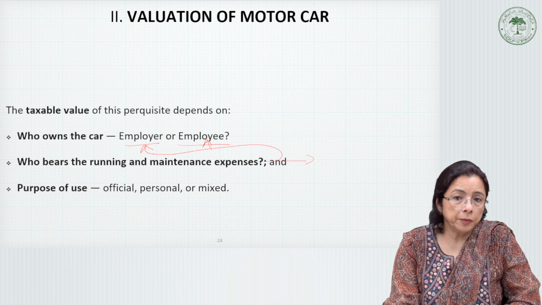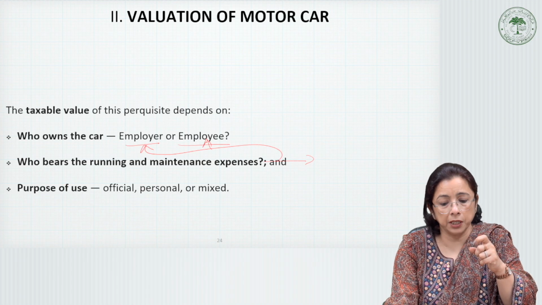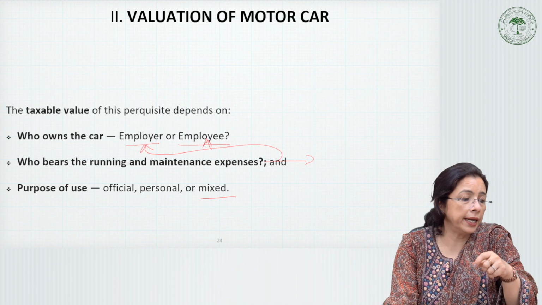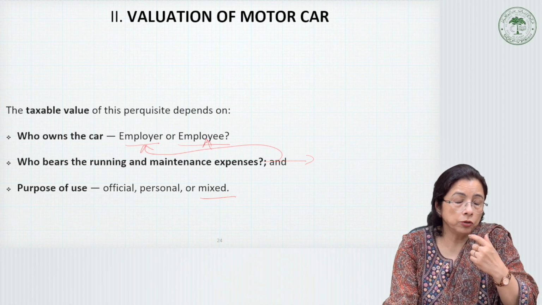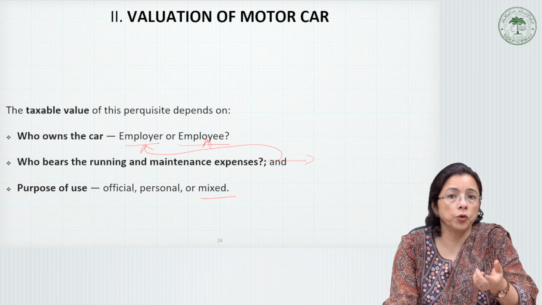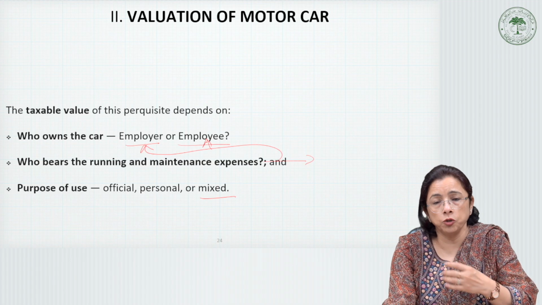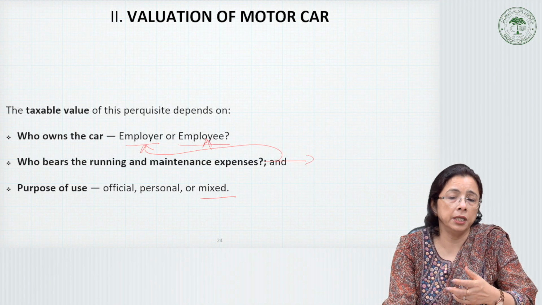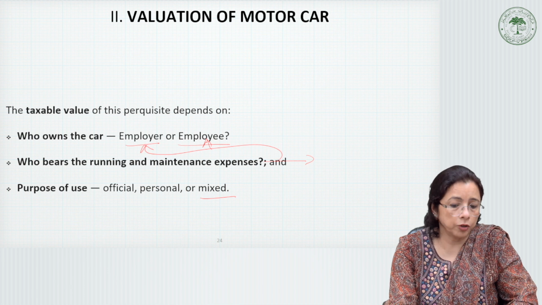That is official purpose, personal purpose, or mixed purpose. Here, mixed purpose means that the car is given to the employee and he may use it for official purpose or may use it for personal purpose also. For example, from morning till 5 he may use it for official purpose, but after that he can take it home and maybe take his family for dinner in that car. So that is also mixed purpose.